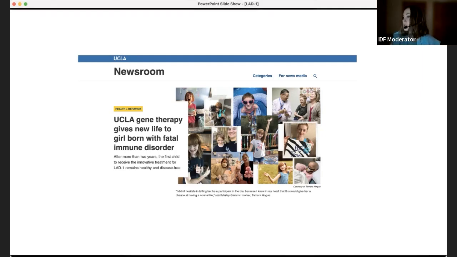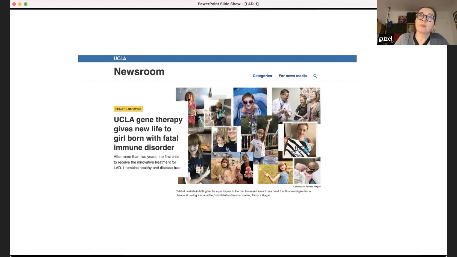Is there genetic testing available for LAD? Yes, you can ask for targeted genetic sequencing, where you ask for the gene that encodes CD18, which is ITGB2, or you could ask for CD18 sequencing. And it is commercially available from several labs that do this.